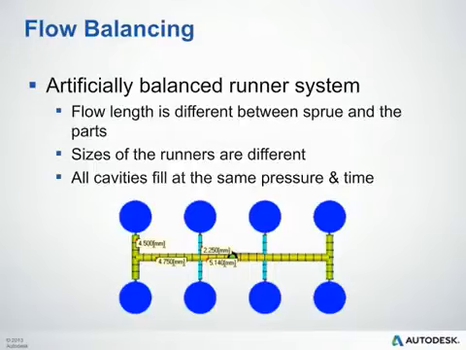The greater the runner length ratio between the longest and shortest path, the greater the potential problem. The following image shows a great example of an artificially balanced runner system.